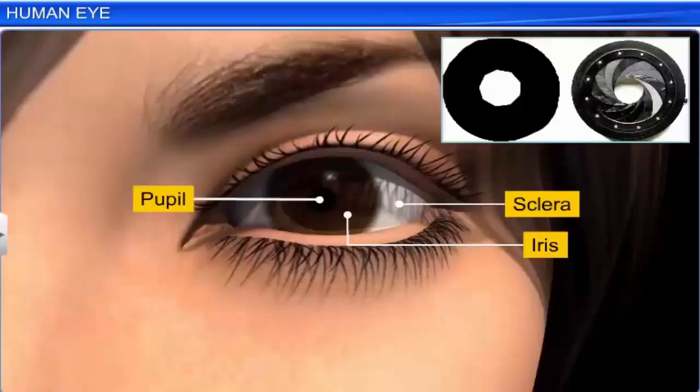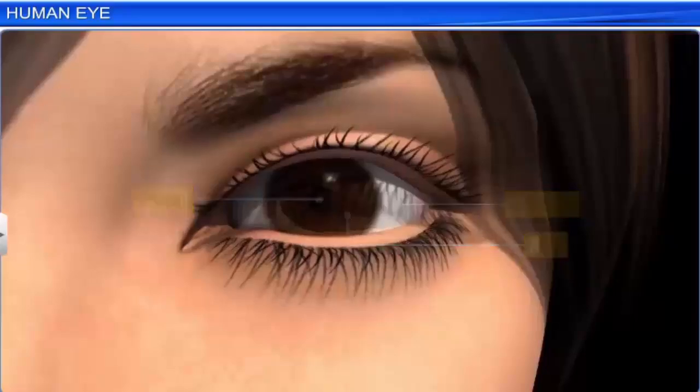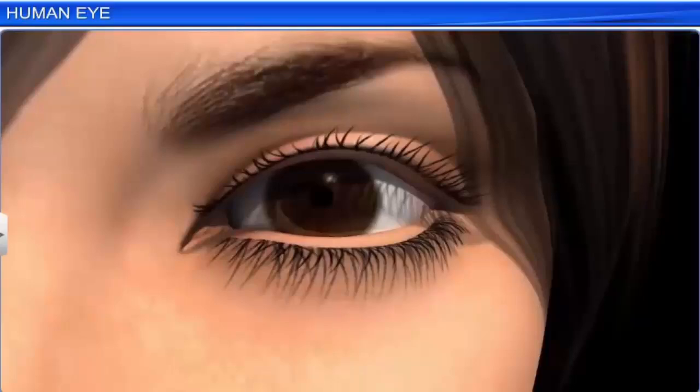It absorbs most of the light that falls on it and allows a part of it to pass through the pupil. The amount of light that enters the inner parts of the eye depends on the size of the pupil, which is controlled by the muscles present in the iris. In bright light, the iris contracts the pupil to restrict the light, whereas in dim light, it widens the pupil to admit more light into the eye.